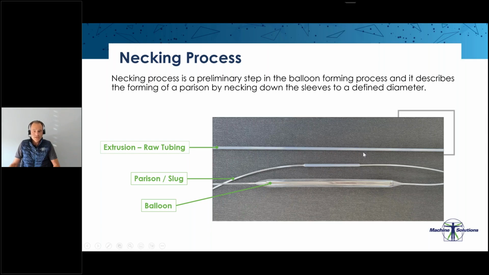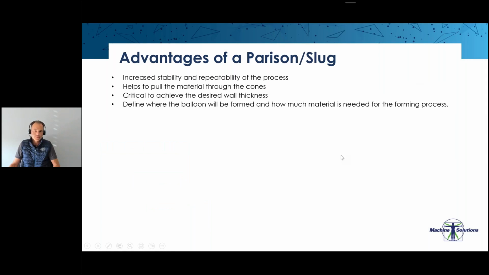Why do we need a parison? Often a parison is needed to fit the necked part of the tube into the balloon mold, since the tube diameter is bigger than the sleeve diameter of the mold.